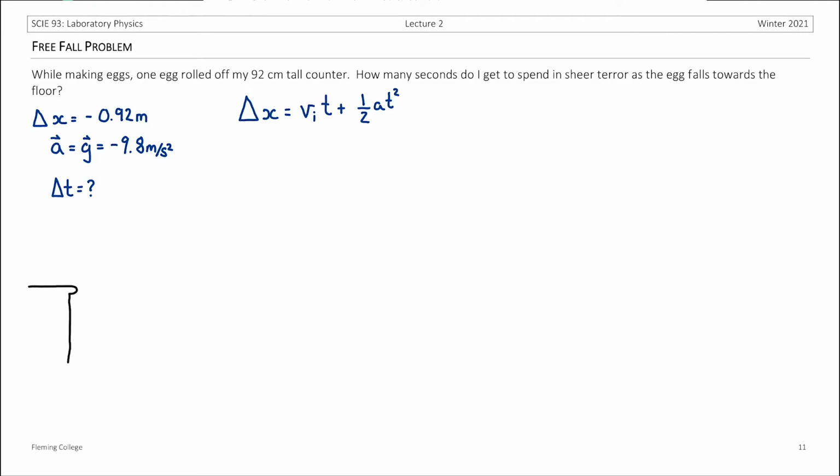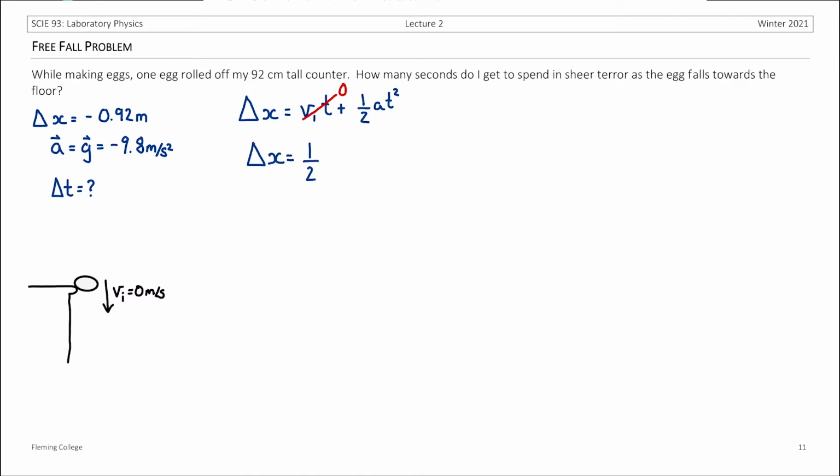Let's take a second to consider our scenario. If we have a counter and the egg rolls off the edge, the instant the egg leaves the counter, it hasn't started falling yet. So until the egg is off the counter, its initial vertical velocity is equal to 0, and then it begins to accelerate. So we can use that to simplify this equation of motion. If our initial velocity in the vertical direction is 0, then even when you multiply it by any amount of time, it will still be 0. Now we have an equation we can use.